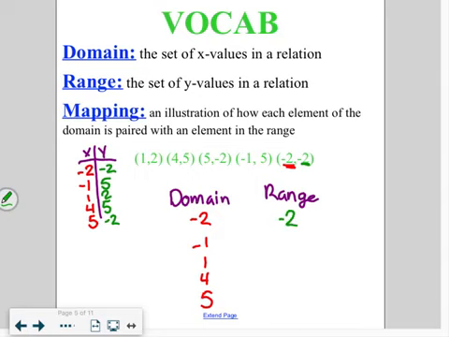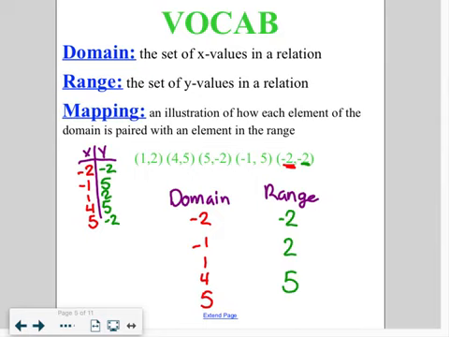So on this one, we're going to start with negative 2 because that is our smallest value in the range. If you notice, negative 2 is repeated twice, but I am only going to list it once. Same thing happens with 5. So if you have a number, whether it's in the domain or the range, that lists it more than once within your relation, you're only going to list it once in the map.